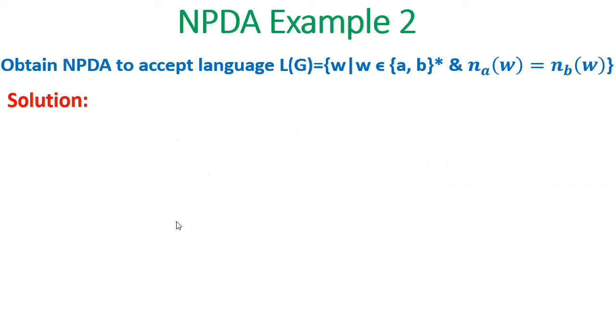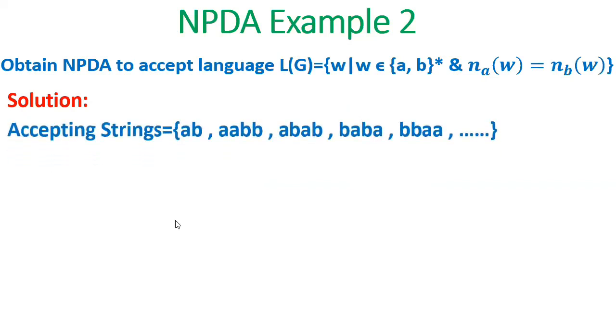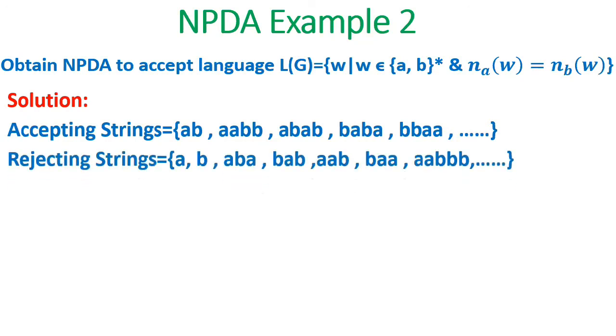Now we'll see this step by step. Now I'll just summarize it. What are the set of example strings that you can say? Accepting strings: AB, AABB, ABAB, BABA, BBAA, and so on. Rejecting strings are the strings in which the number of A's is not equal to the number of B's. Clear? Next, we have taken a sample string that is BABA. It should be accepted or rejected? It should be accepted.